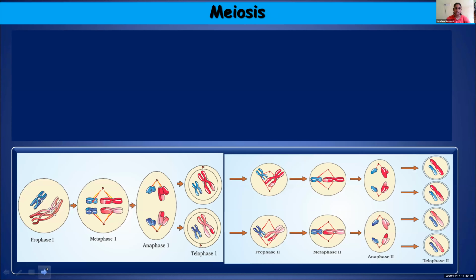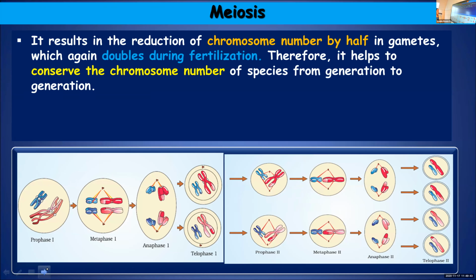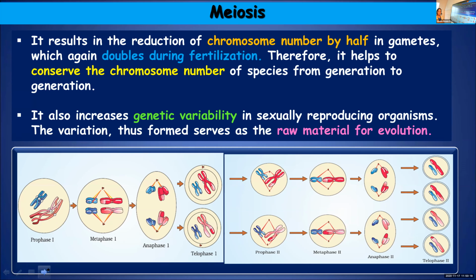Okay. Then significance of meiosis. Meiosis results in the reduction of chromosome number by half. Whereas in mitosis, chromosome number is maintained the same. If parent cell is having 46 chromosomes, daughter cell also will be having 46 chromosomes each. But in meiosis, if parent is having 46, exactly half the number will be found in daughter cells. So this will help to conserve the chromosome number of species from generation to generation. That is the significance. It will help in maintaining the chromosome number stable.